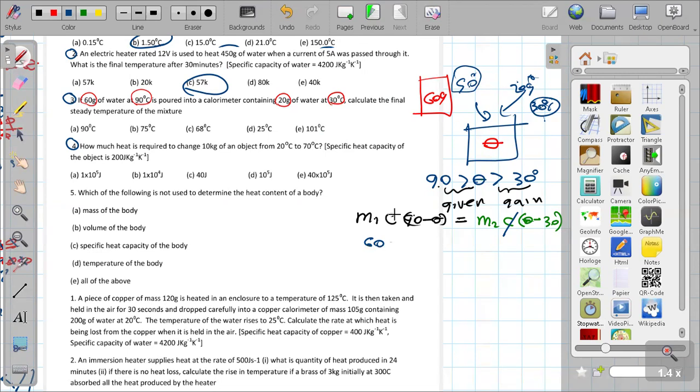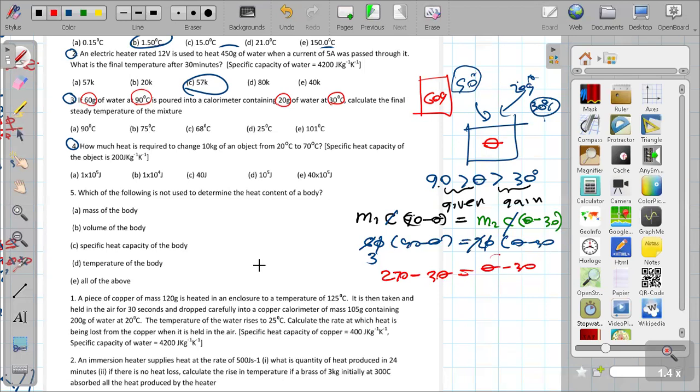60 times 90 minus theta equals 20 times theta minus 30. This one and this one can cancel off. 1 and 3 will be remaining. Now it is easier. 3 times 90 is going to be 270 minus 3 theta equals theta minus 30.